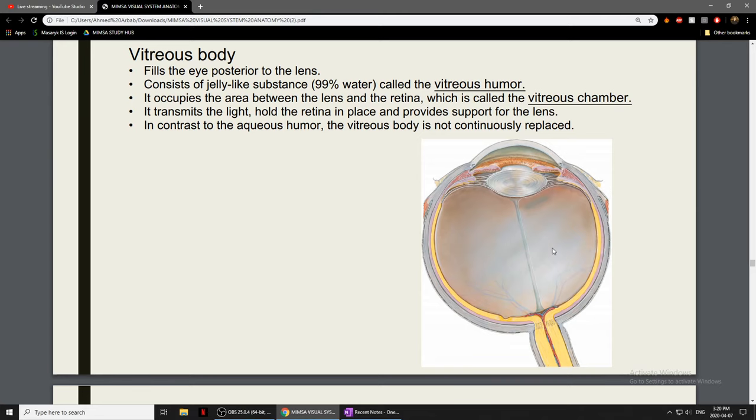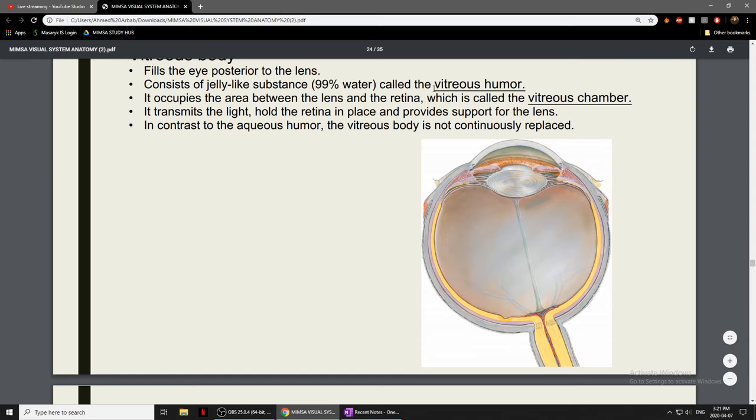The vitreous body is a jelly-like substance composed of 99% water, and that is called the vitreous humor. This fills the posterior area of the eye behind the lens. This area is the vitreous chamber. We talked about the anterior chamber, we talked about the posterior chamber, and now this is the vitreous chamber, and it is filled with the vitreous body, which is composed of the vitreous humor.